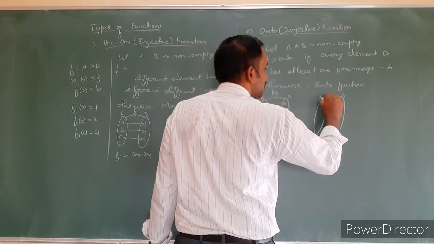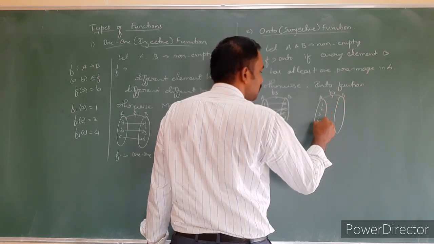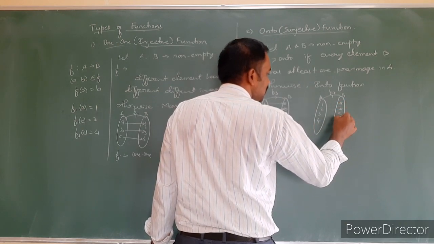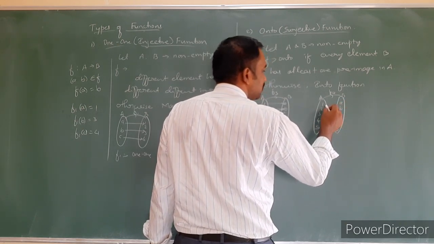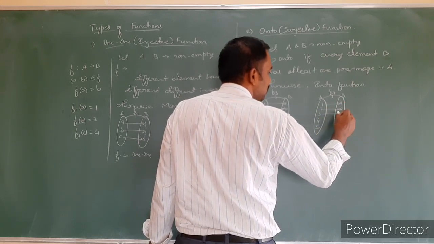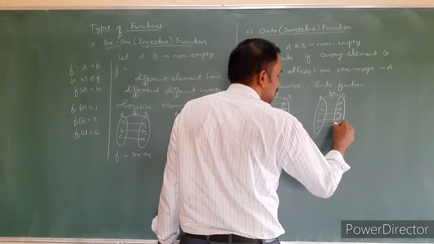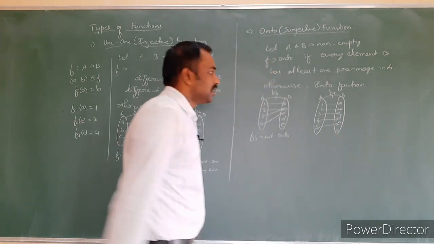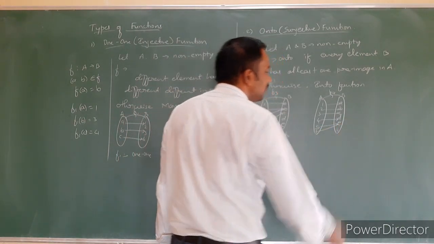Suppose set A and set B, and the function name is F4. Set A is 1, 2, 3, 4, 5 and set B is A, B, C, D, E. F relates 1 to A, 2 to B, 3 to C, 4 to D and 5 to E. Now you can also take 6 related to E.